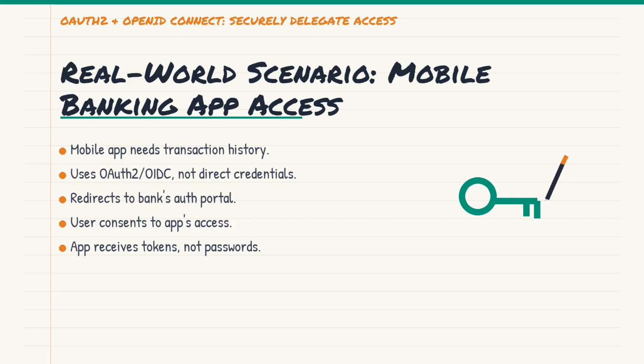The bank's authorization server then shows you a screen: "Secure Bank app wants to view your transaction history. Allow." You tap Allow. The bank's server issues an authorization code to Secure Bank app. Secure Bank app exchanges that code for an access token to read transactions and an ID token to know it's you who logged in. Now, Secure Bank app can use the access token to fetch your transactions from the bank's API, all without ever seeing or storing your bank password.